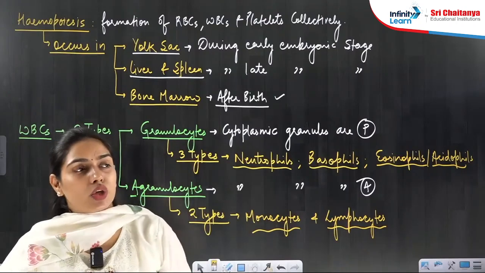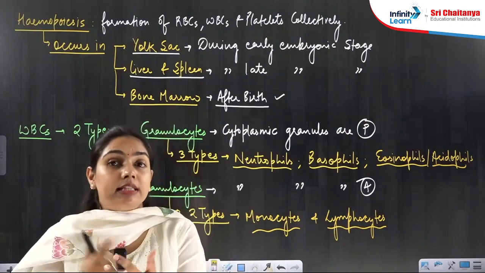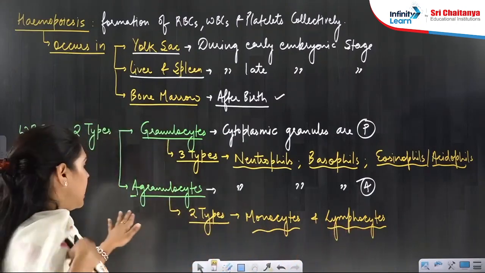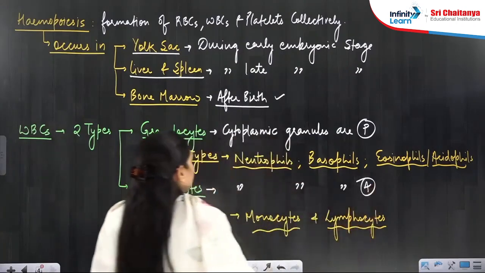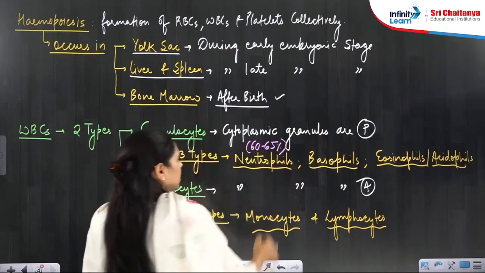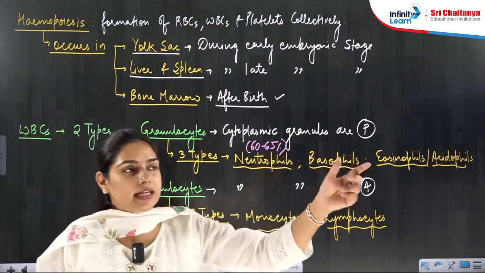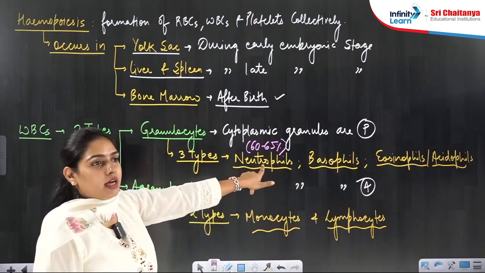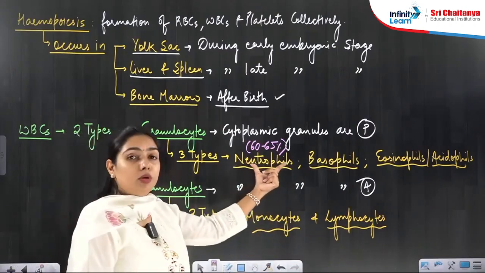If somebody will ask you which WBC is the most abundant WBC, does anybody know? Most abundant WBC is neutrophil, 60 to 65%. No, beta, it is not lymphocytes. It is neutrophils.